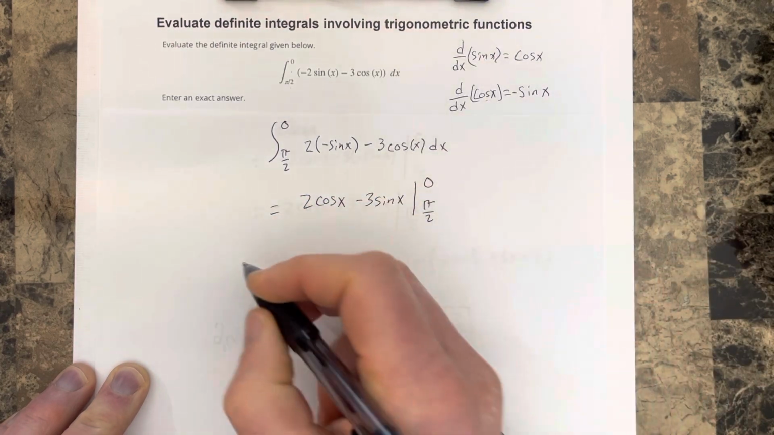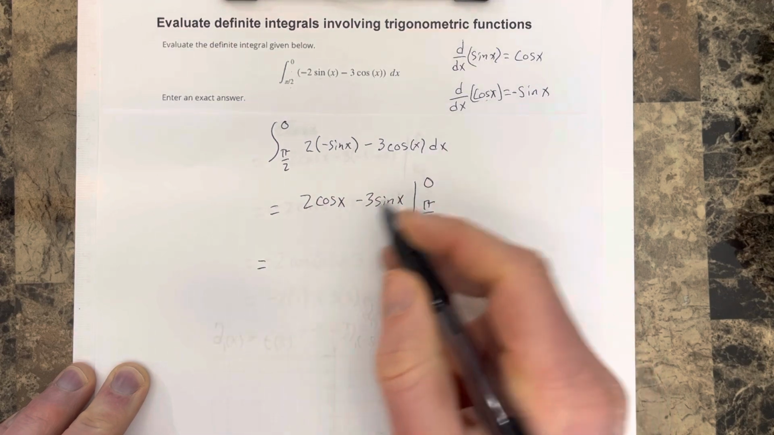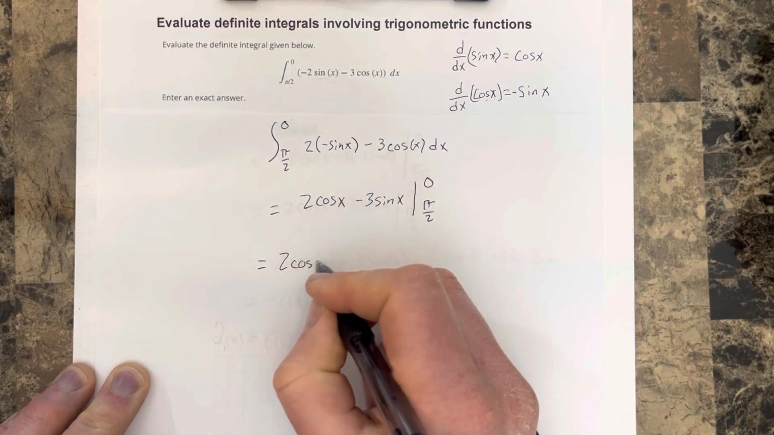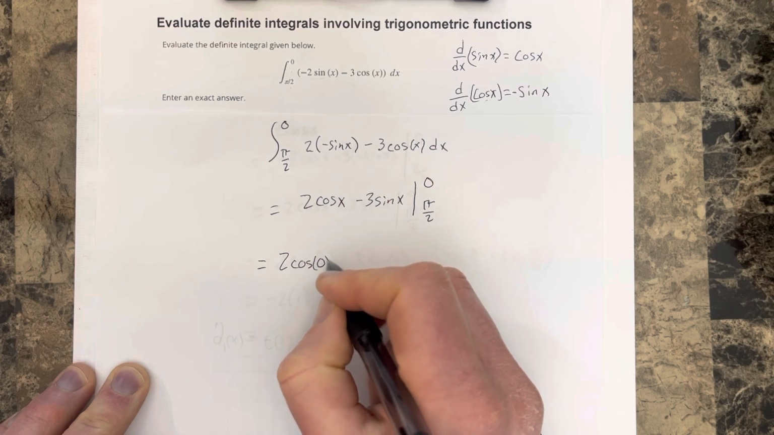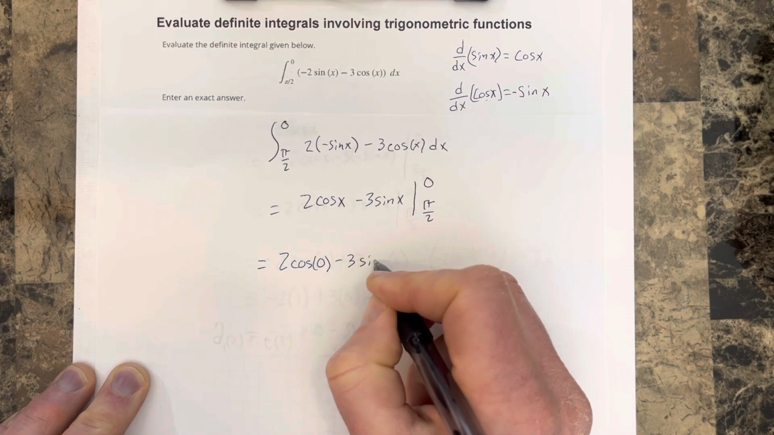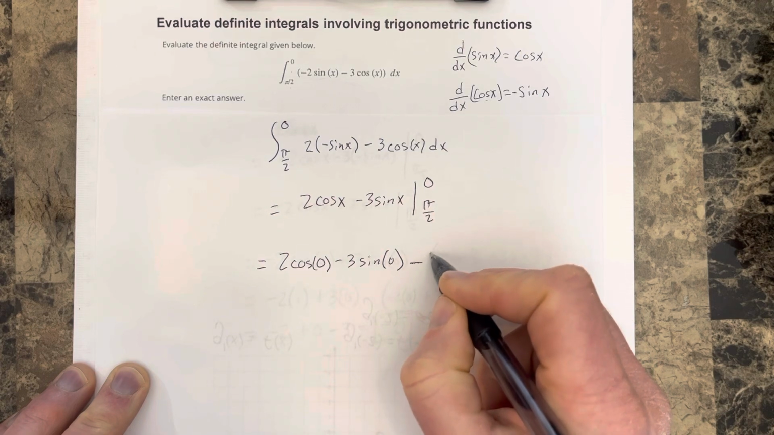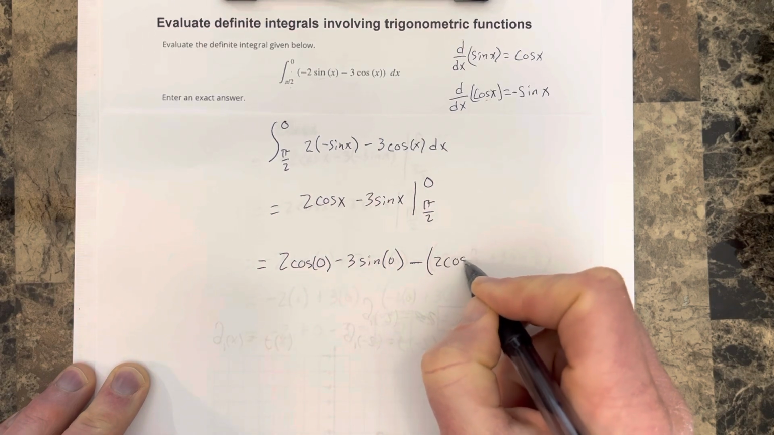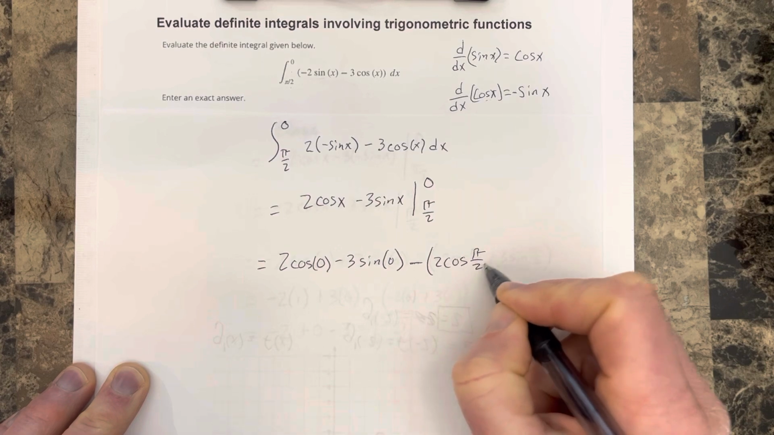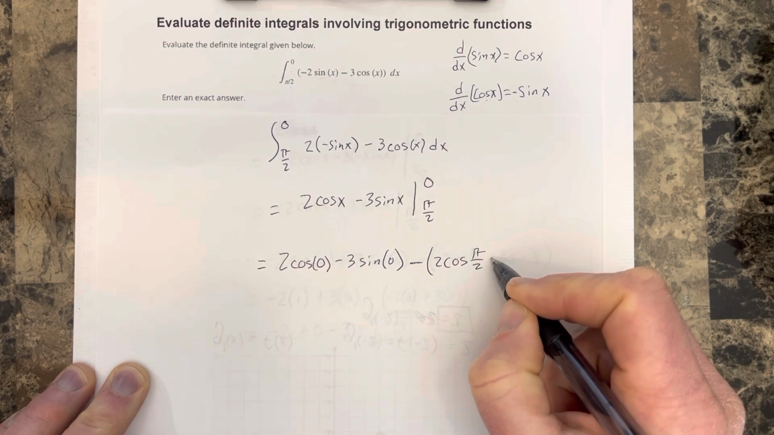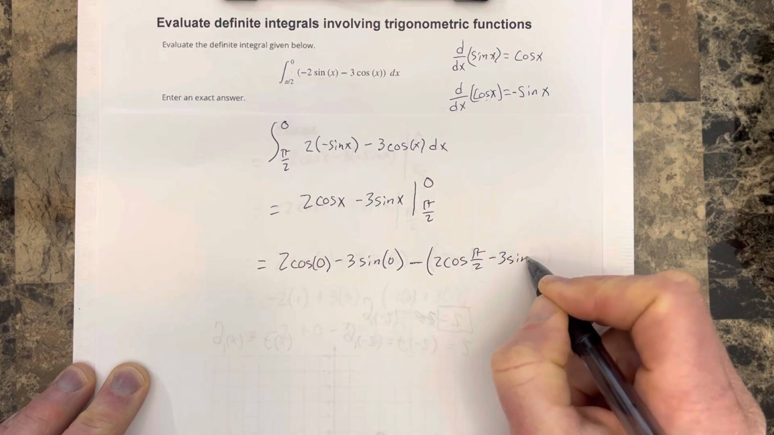So I plug in 0, and I get 2 cosine of 0 minus 3 sine of 0, minus 2 cosine of pi over 2, minus 3 sine of pi over 2.